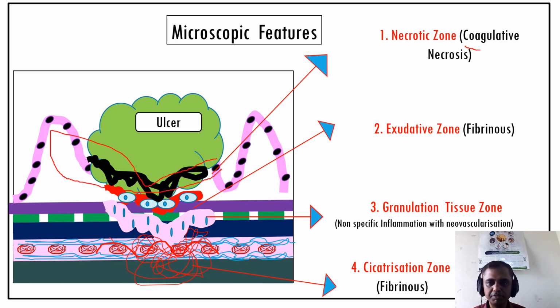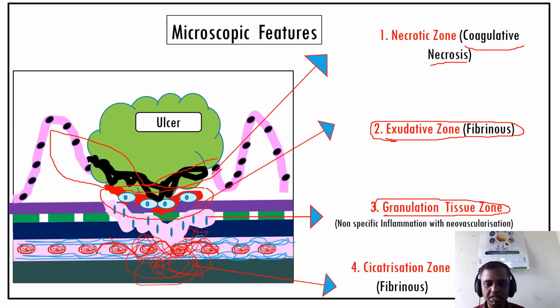Usually the type of necrosis occurring in the case of peptic ulcer is coagulative necrosis. Then afterwards the exudative zone. Any pathology starts with inflammation, so here also it starts with inflammation. Here a fibrinous inflammation starts. This is the second part, and third is the healing part: granulation tissue. After the inflammation there is granulation tissue formation, a non-specific inflammation with neovascularization. We can see it here, this is the neovascularization, and the granulation tissue forms.